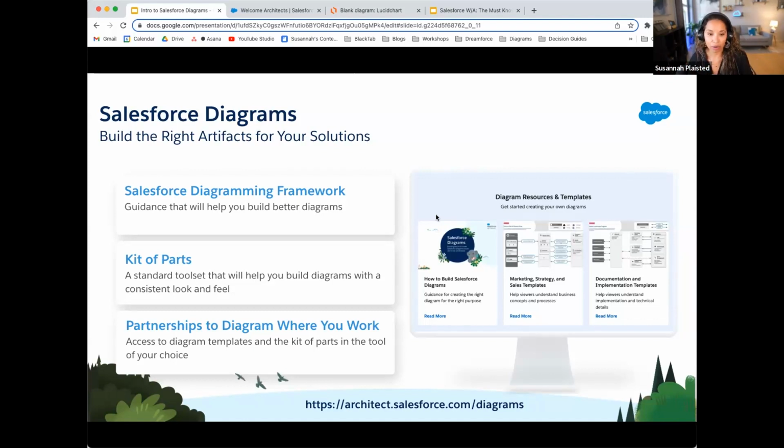And then also Salesforce diagrams is fueled by partnerships. So we partner with diagramming tools. So we do support Google Slides and PowerPoint, but we're partnering with diagram specific tools like Lucidchart, like Miro, to make sure that you can use our kit of parts and use the best diagramming tools possible while still leveraging our guidance and our templates. So we'll talk a little bit about that as well.